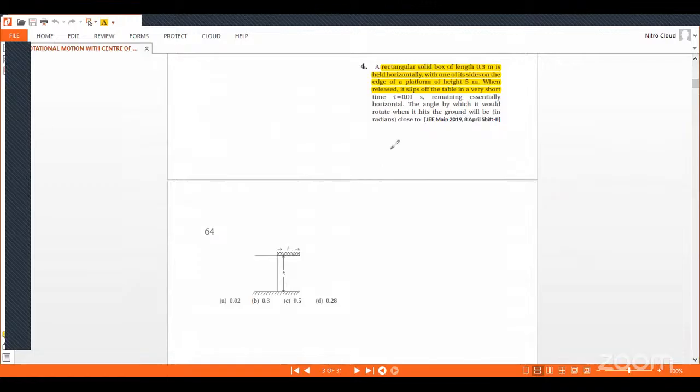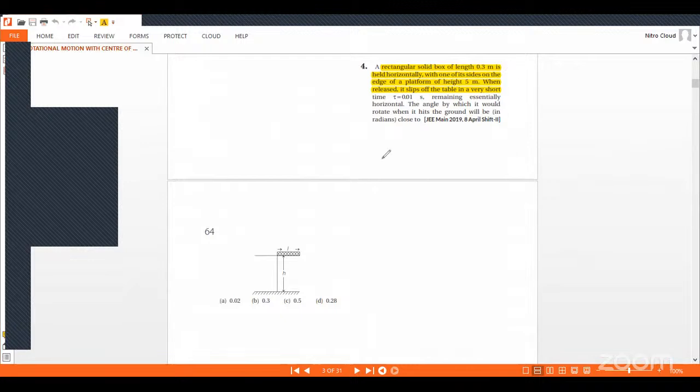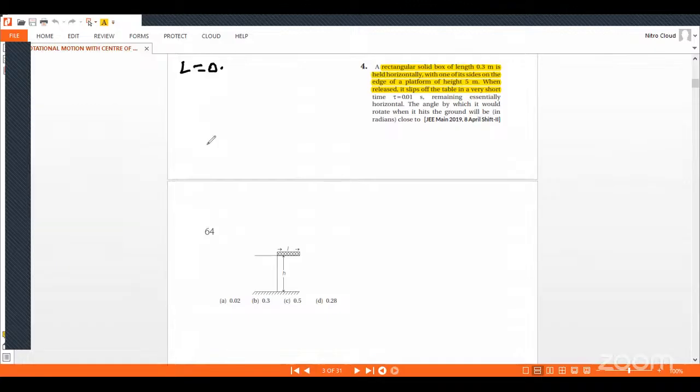See the next question. A rectangular box of length 0.3 meter is held horizontally with one of its sides on the edge of a platform of height 5 meter. When released, it slips off the table in a very short time. Time is given as 0.01 second. The angle by which it would rotate when it hits the ground will be close to. We need to find the angle, that is theta.